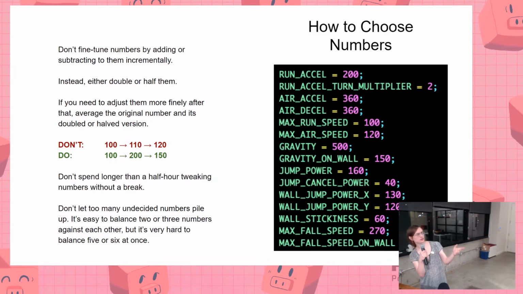And then don't let too many undecided numbers pile up. Of all the slides they gave, there were probably, well, I could count them, but those are all the constants involved. But I wouldn't implement everything and then be like, okay, now it's time to decide values, because it's just too many numbers to balance against each other. It's easy to balance 2 or 3 numbers that are interrelated, but once it gets higher than that, it's just too much to keep in your head. So pick rough values as you go would be my recommendation.